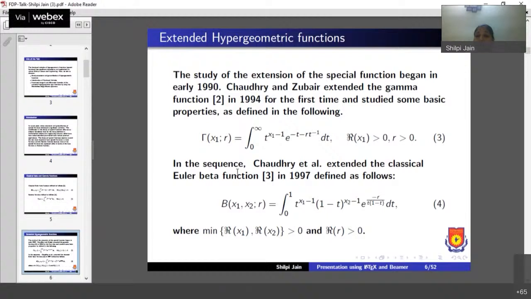And in a similar manner, in the beta function given by Chaudhry et al., this is the extended beta function, where beta(x1, x2; r) = integral from 0 to 1 of t^(x1-1) (1-t)^(x2-1) e^(-r/(t(1-t))) dt, where the minimum of real x1, real x2 is greater than 0 and real of r is greater than 0.